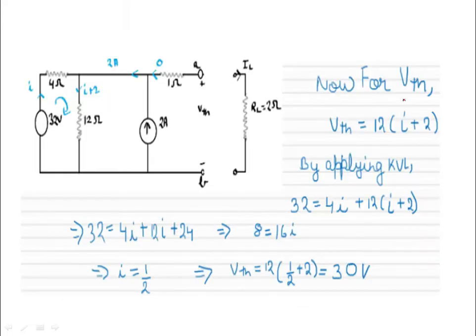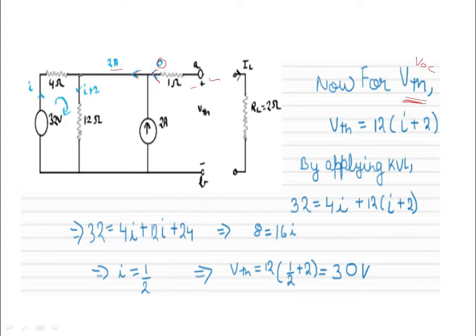Okay, now for calculating VTH. What is Thevenin's equivalent voltage VTH? It is also written as VOC. It is the open circuit voltage between the terminals A and B. Since it is an open circuited terminal, no current will flow, meaning I is equal to 0 here. So the total current 2 ampere will flow here.